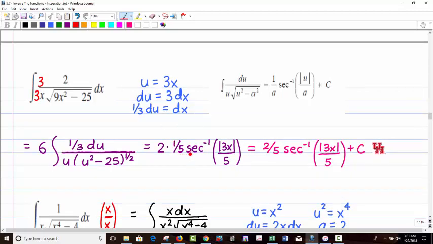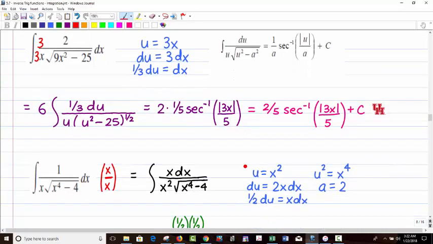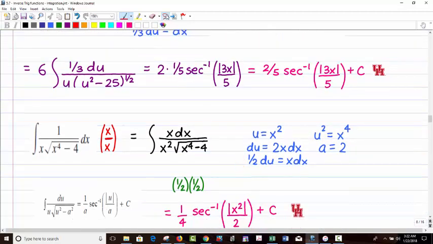So it's 1 over 5 sec inverse, or arc sec, of the absolute value of u. Go ahead and use absolute value because the formula has it. So it's the absolute value of 3x over that a, which is 5, plus c. And all I did here was combine the 2 times 1/5 to give 2/5. Okay, now here's another one. It's got a sneaky little trick to it too.